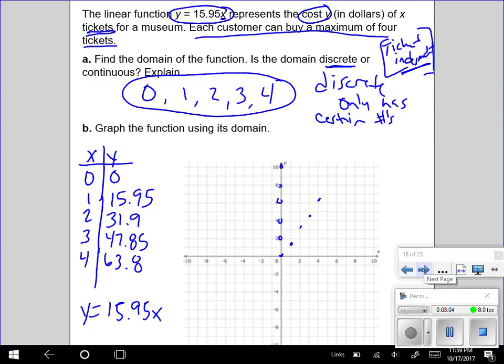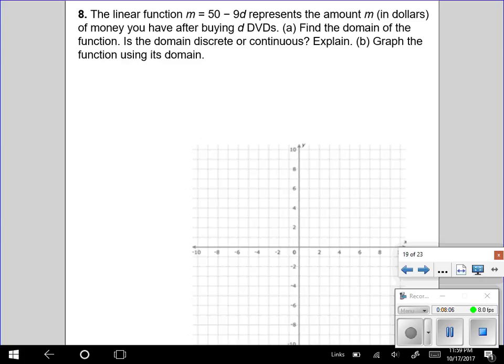Okay, let's keep moving then. Same idea, so the linear function m equals 50 minus 9d represents the amount m in dollars of money you have after buying d DVDs. Okay, so think about quickly which one is your independent, which one's your dependent. Well, your DVDs are what you're buying, and those are your independent. The amount that you're going to spend is dependent on the DVDs. So you know that d is your input.